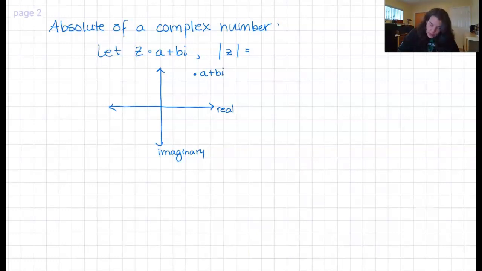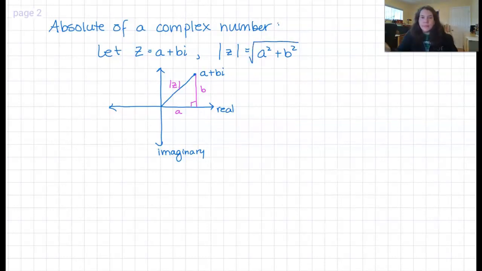I want to know what the distance from 0 is, so I want to know how long that is. But I can make a right triangle out of this. This leg is a, this leg is b. This would represent the absolute value of z, and so you can see that it's just the Pythagorean theorem. So it would be a squared plus b squared equals the absolute value squared, but then to get the absolute value by itself, we take the square root. So there we go.